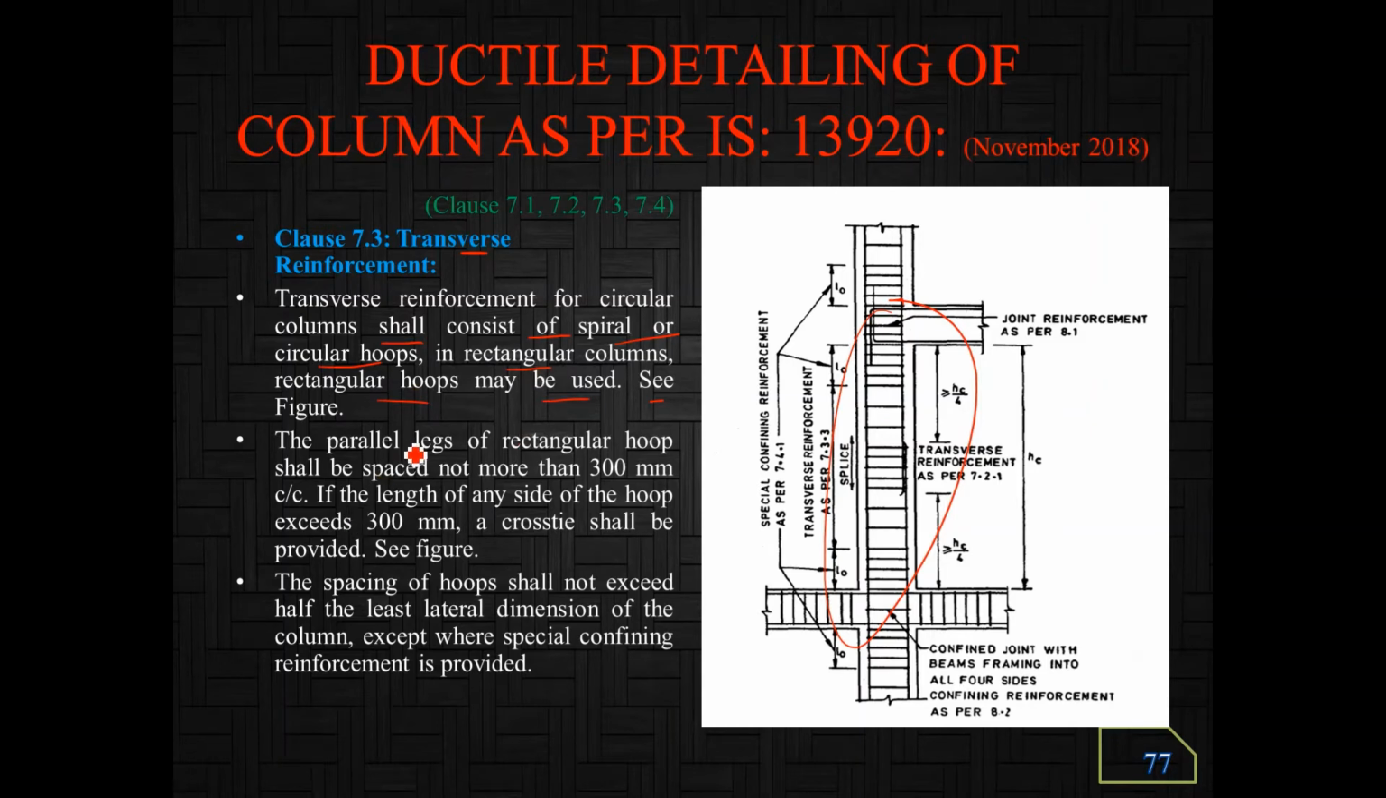The parallel legs of a rectangular hoop shall be spaced not more than 300 mm center to center. If the length of any side of the hoop exceeds 300 mm, a cross tie shall be provided. See in the figure. The spacing of hoops shall not exceed half the least lateral dimension of the column, except where special confining reinforcement is provided.